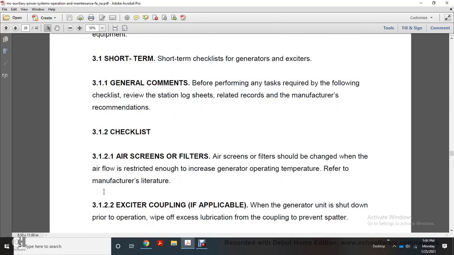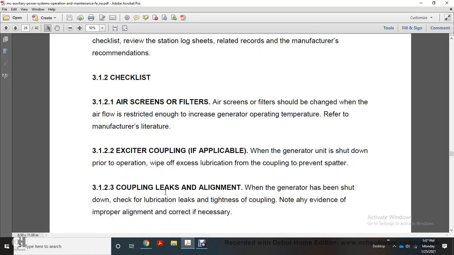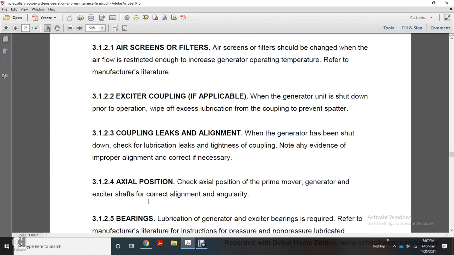Checklist 3.1.2.1. Air screens and oil filters. Air screens or filters can be changed when the airflow is restricted enough to increase the generator operating temperature. Refer to manufacturer literature. 3.1.2.2. Inspect exciter coupling, if applicable. With the generator unit shut down and prior to operating, wipe off excess lubricant from the coupling to prevent splatter. Check the coupling for lubricant leaks and for tightness. Note any evidence of improper alignment, and correct if necessary.